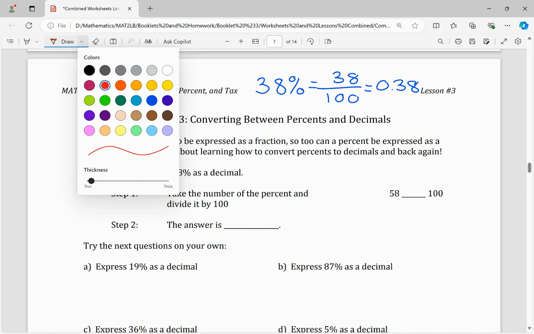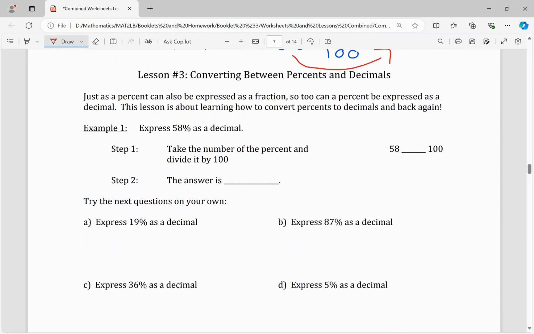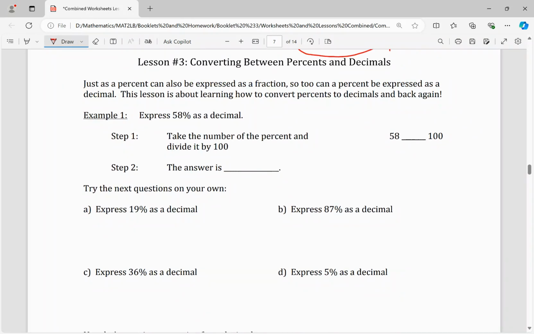Decimal form will be used a lot in the future. We use this for mathematics. If you ever need to multiply a percent by something, for example, you use the decimal form. So the focus of today's lesson is simply how. How do we get from percent form to decimal form, and how do we get from decimal form to percent form? And it's fairly straightforward. Let's take a look at example 1.